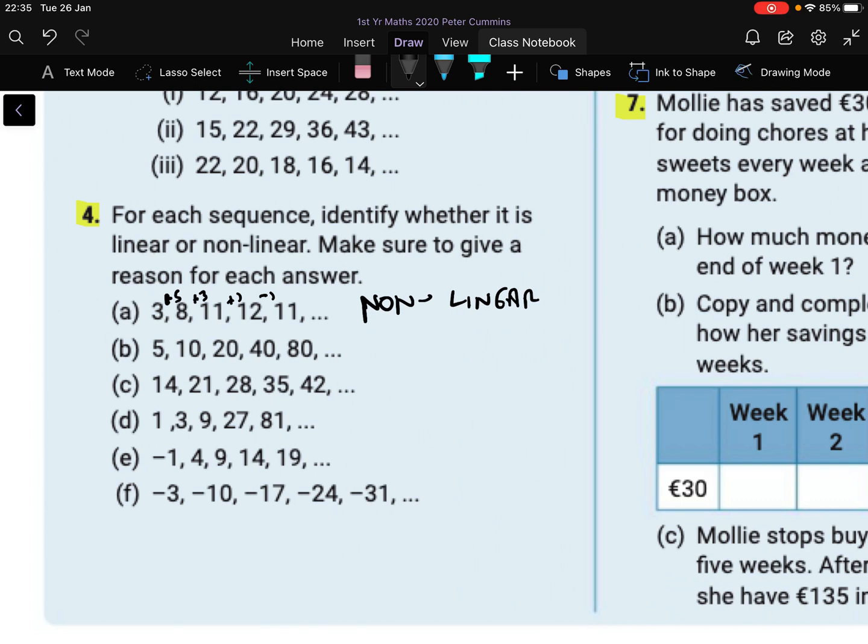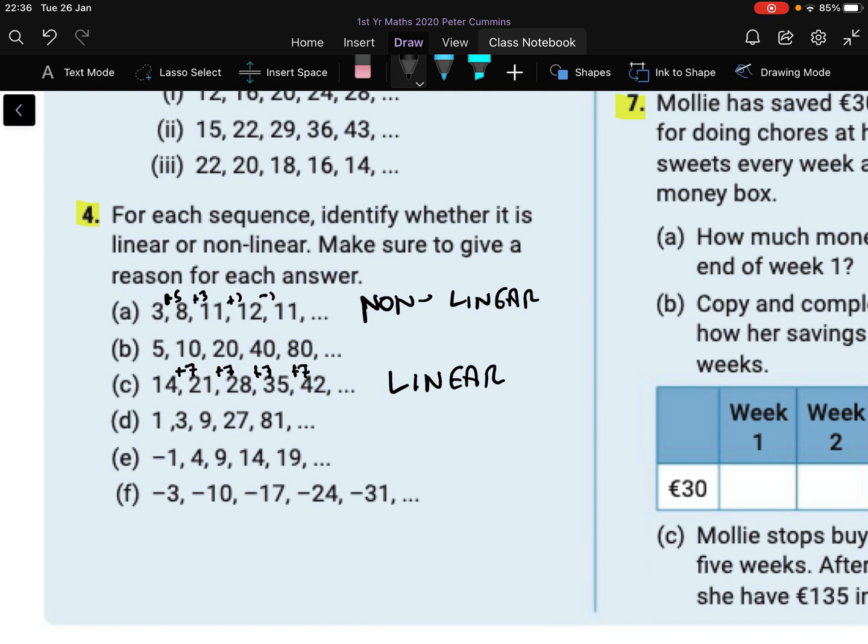I'll just do one more to give you an idea. Do part C, for example. The difference between 14 and 21 is plus 7. Between 21 and 28 is plus 7. Between 28 and 35 is plus 7. Between 35 and 42 is plus 7. So because the difference is all the same, this one is linear.